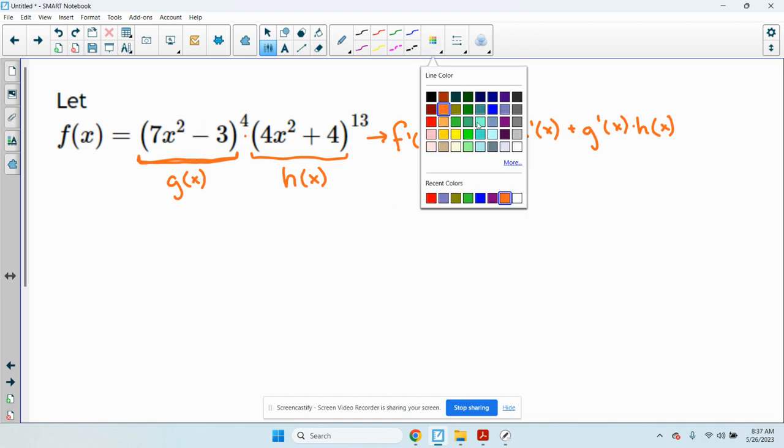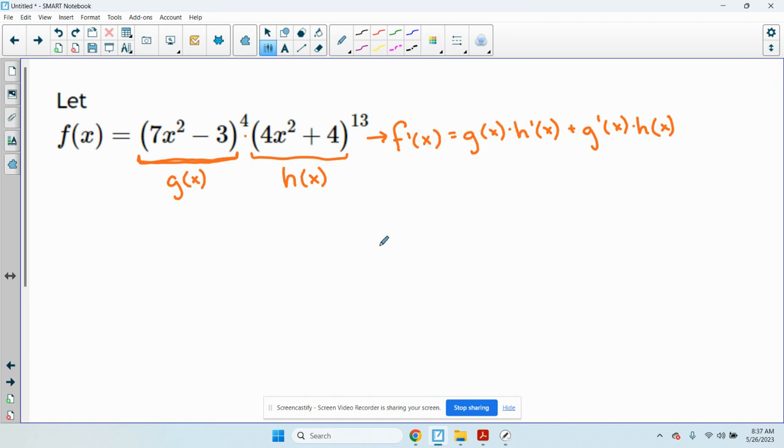I'm going to write this in a different color. So I have 7x squared minus 3 to the fourth. Now I'm going to try and use a little shortcut here. This is g of x. We're using the chain rule. The outer function is x to the fourth. The baby or the inner function is 7x squared minus 3.